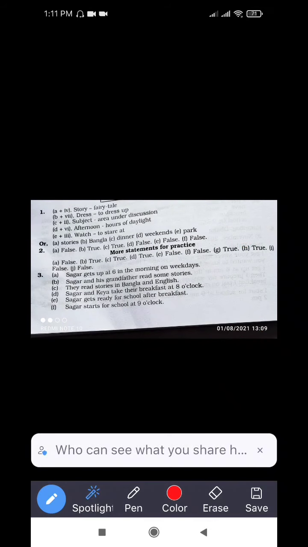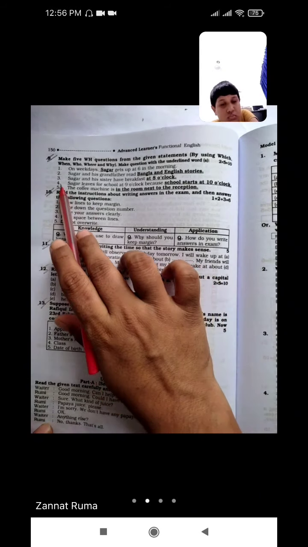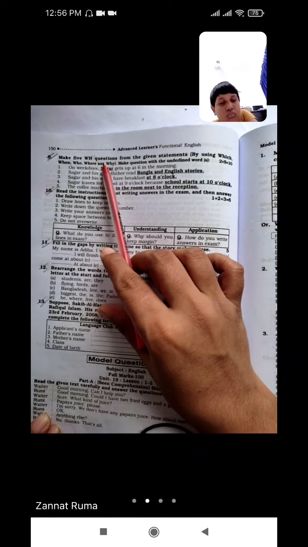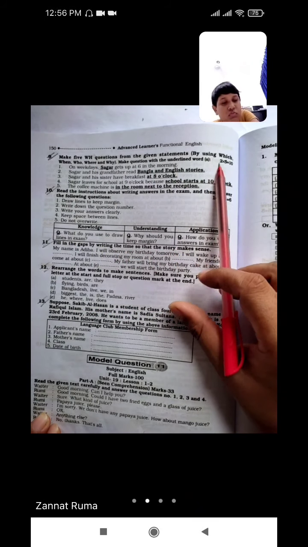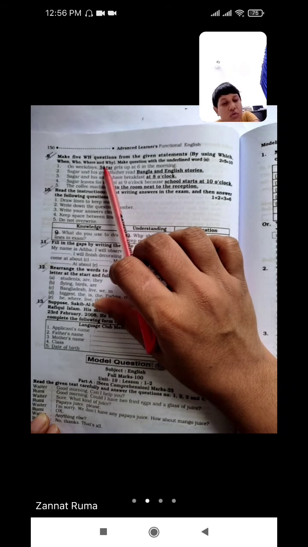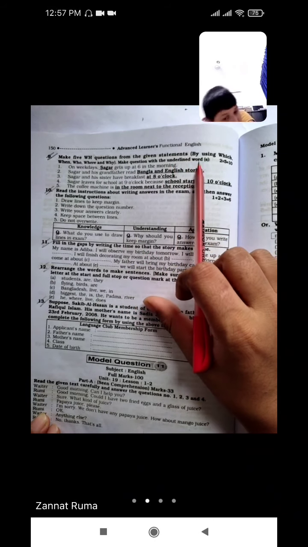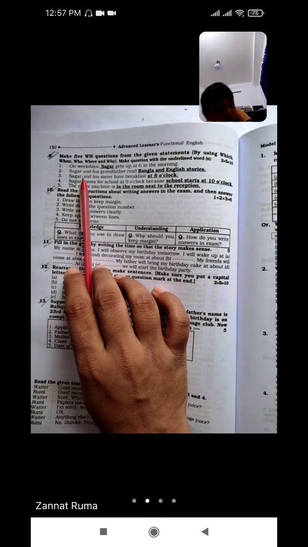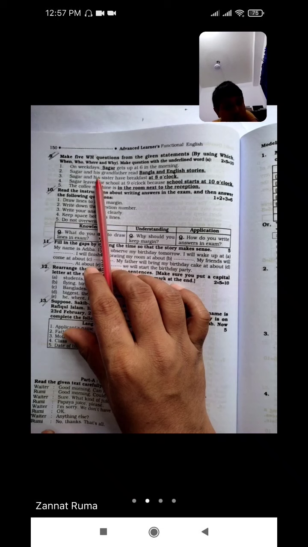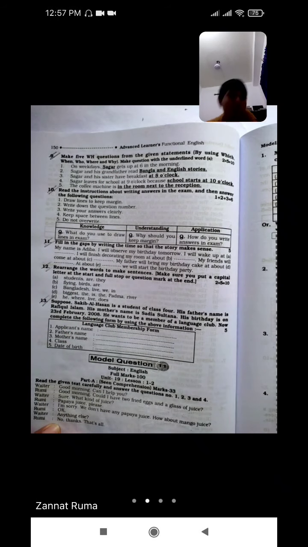Here is the answer. Number 3. Question answer. 1A to F. So you will memorize these question answers from here. Okay, now you will open page number 150 and now number 9. Number 9, make 5 WH questions from the given statements by using which, when, who, where and why. Make questions with the underlined word. That means you already did this in your previous classes, so you can answer this easily.